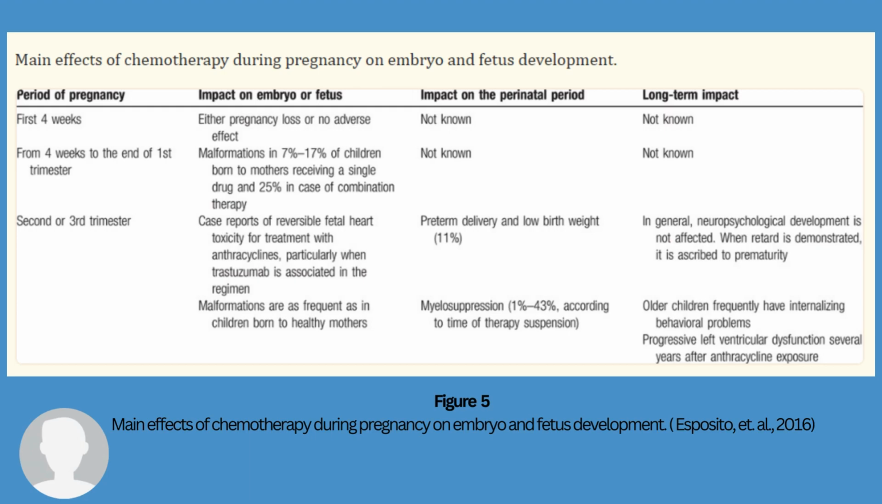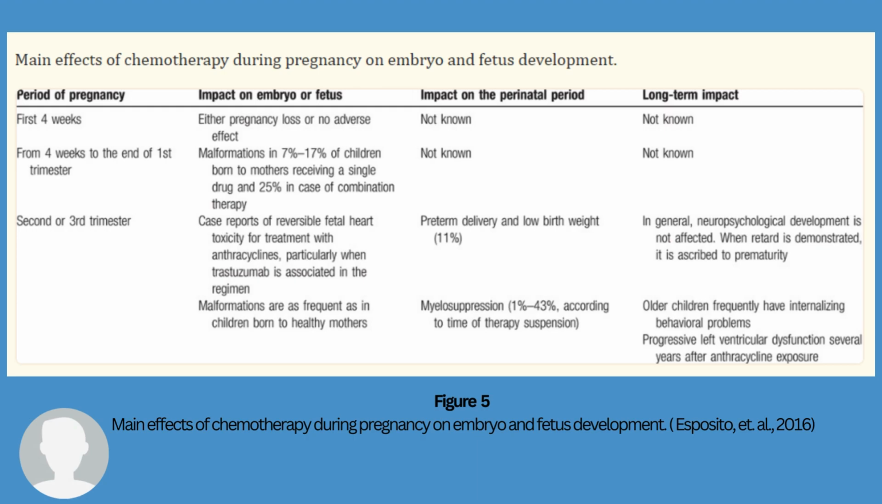Data about the ultimate outcome of children who have received in utero chemotherapy looks reassuring despite the fact that studies are limited and findings have been acquired on a small number of patients without being able to define the degree of evidence using the scale. The table summarizes the main effects of chemotherapy on embryo and fetus development.